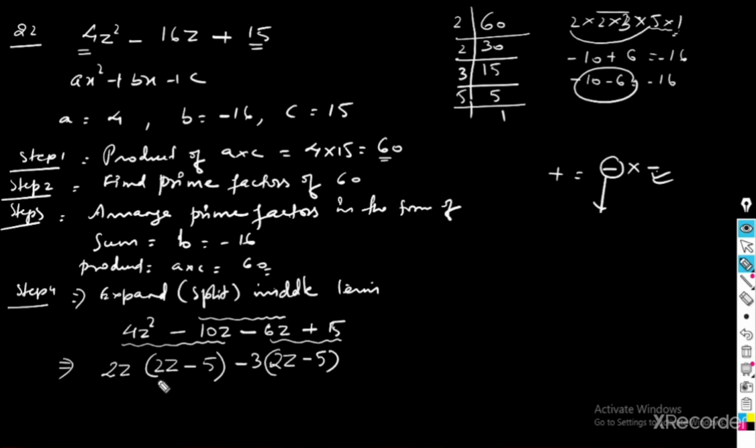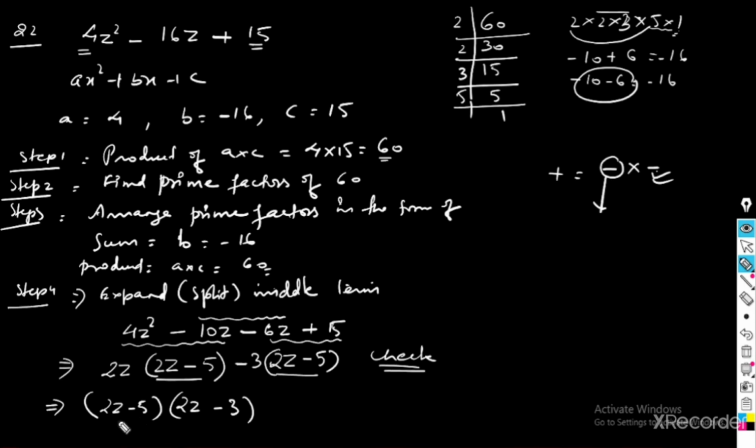Now you see this part and this part. It means inside bracket is same. This is the check portion, which I have already told you to check, right? So these two brackets are same. Again, you can take it as a common. So 2z minus 5, this is common outside. What is remaining? Put in another bracket, so it is 2z minus 3. This is the common part which is to be taken out.